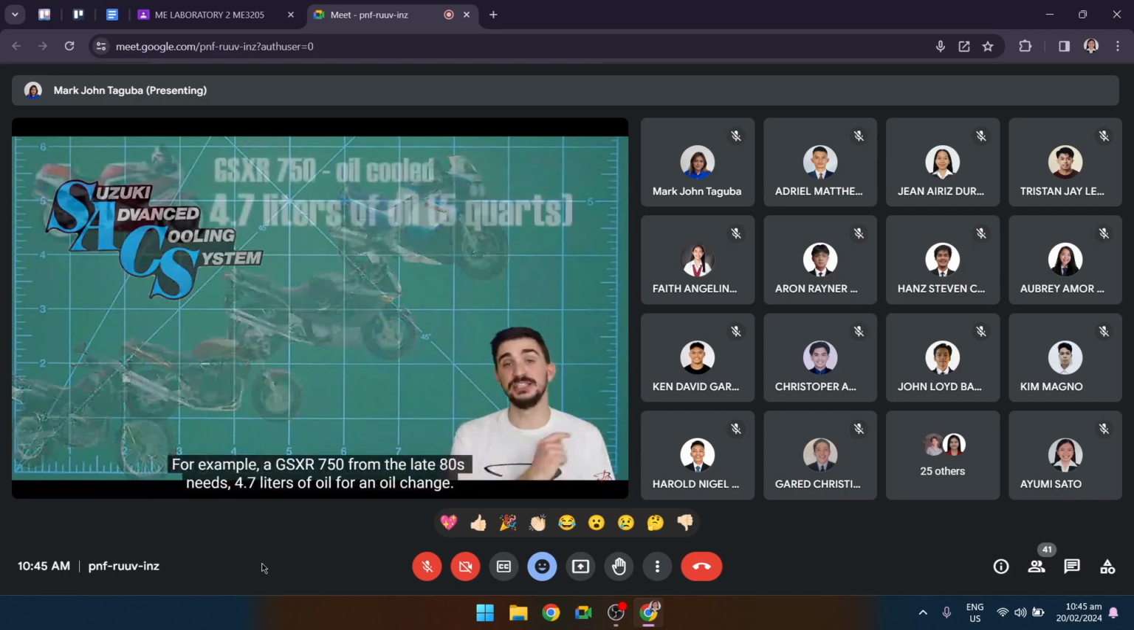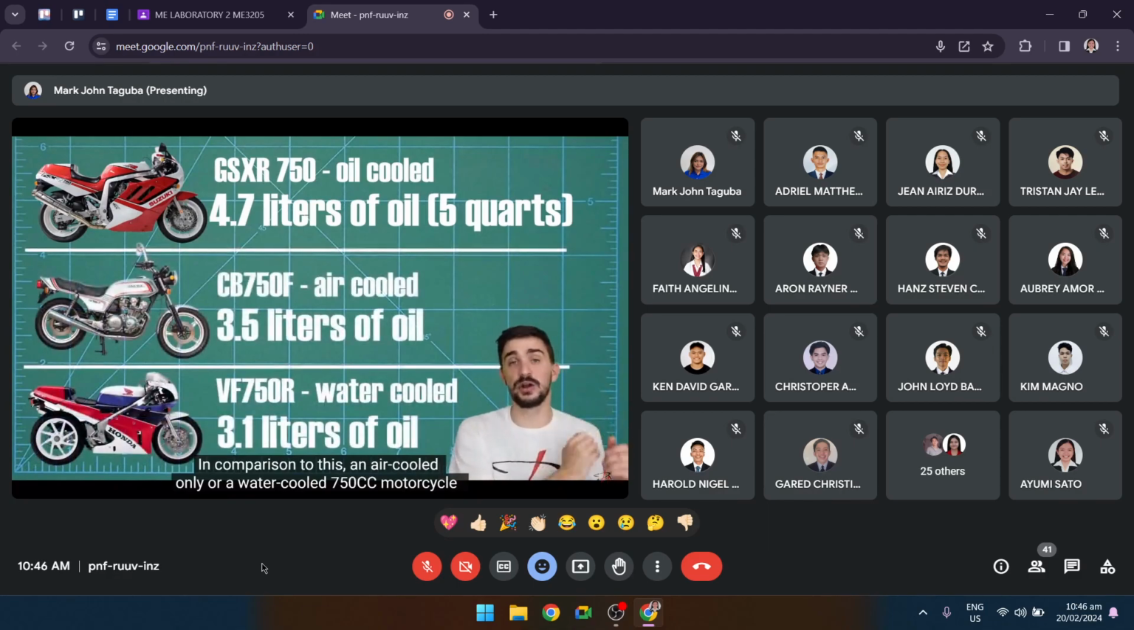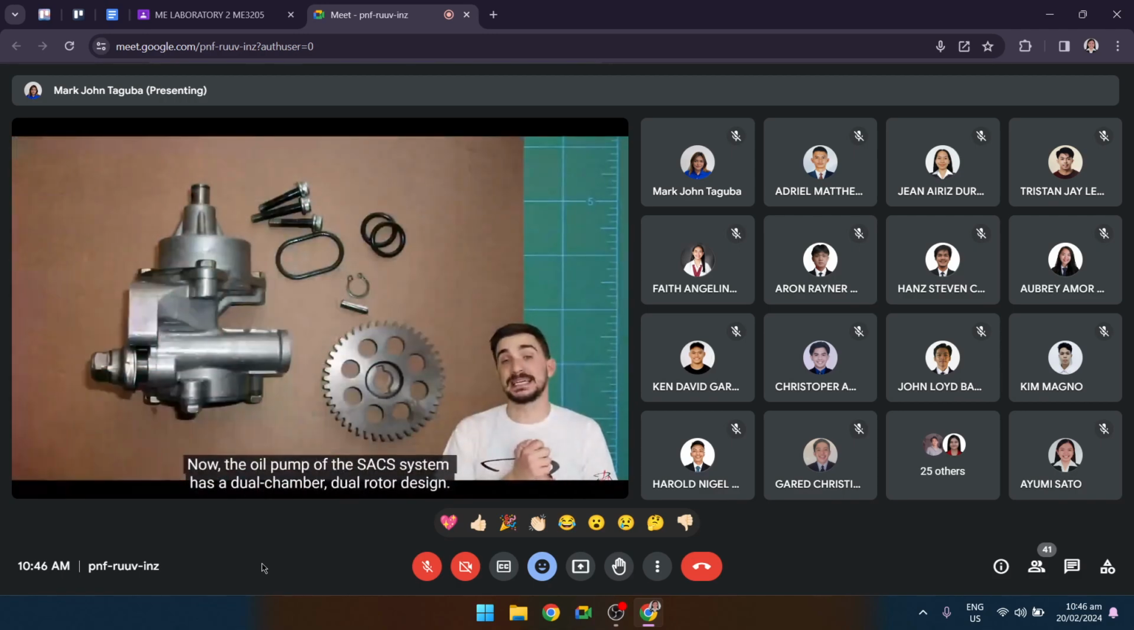For example, a GSX-R 750 from the late 80s needs 4.7 liters of oil for an oil change. In comparison to this, an air-cooled only or a water-cooled 750cc motorcycle carries noticeably less oil. Now, the oil pump of the SACS system has a dual-chamber, dual-rotor design.